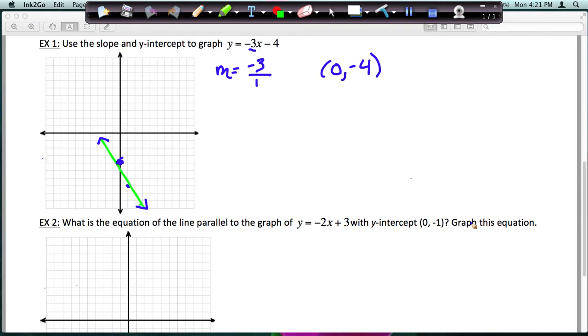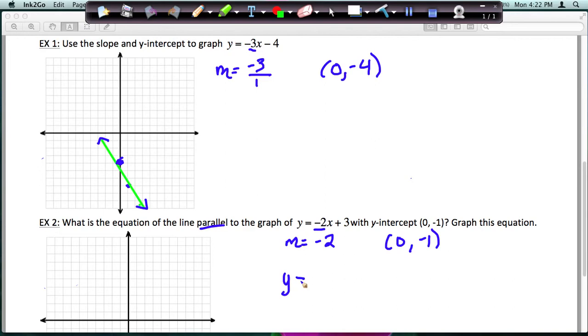So the first thing to remember is if two lines are parallel, we've said that means that their slopes are the same. So this line has a slope of negative 2. And so if I'm trying to find the equation of the line parallel to it, it also has a slope of negative 2. So I have my slope and I have my y-intercept.